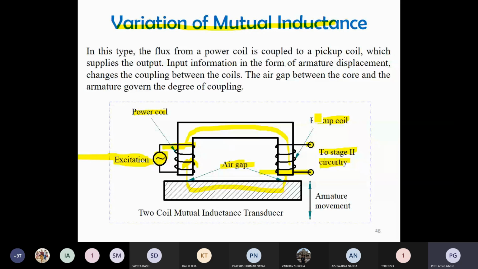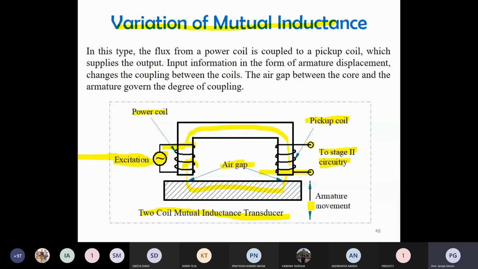If the current from coil 1 is passing through coil 2, that may cause cutoff flux. Cutoff flux means the induced EMF is developed due to the current of coil 1. So you can see that this induced EMF is responsible for the mutual inductance. Okay, so two types of inductance you can observe. That's why it is written two coil mutual inductance transducer.